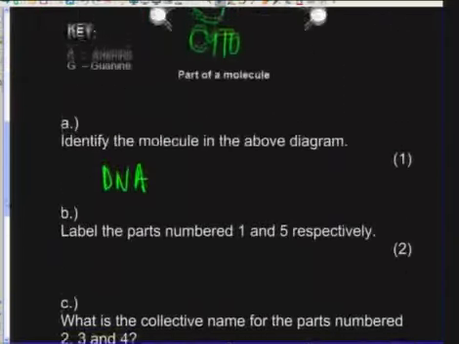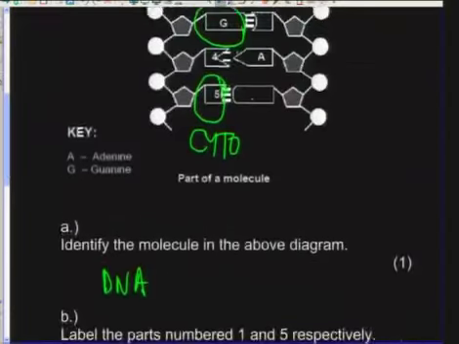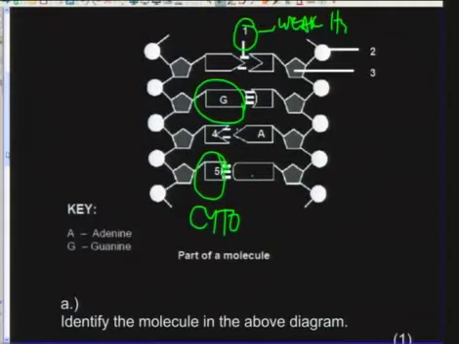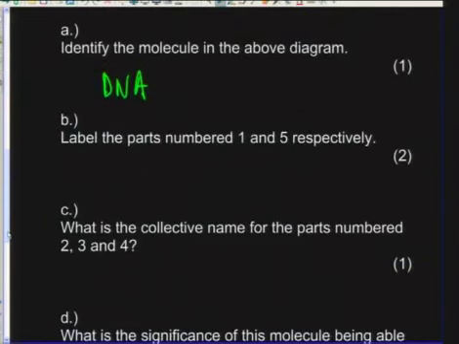What is the collective name for part number 2, 3, and 4? Obviously, without even looking at 2, 3, and 4, I can tell you when I use the word collective in a DNA molecule, it would be a nucleotide.